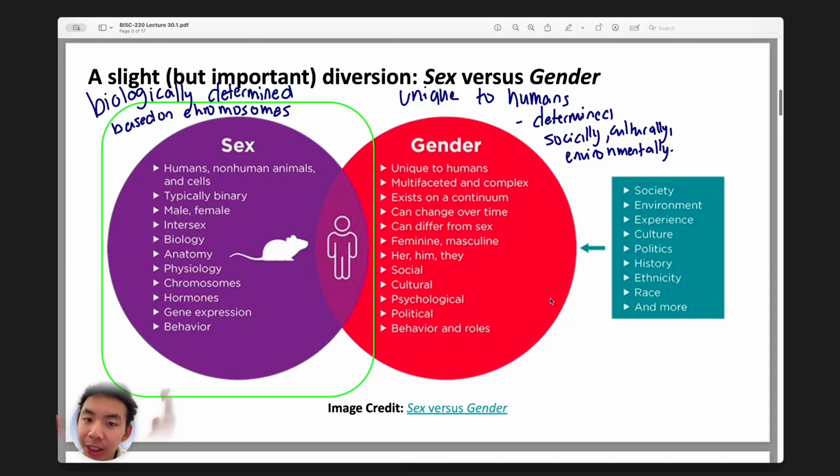So gender is exclusive to humans. It's complex. It's based on social, cultural, and environmental factors. It can differ over time. This is what leads to pronouns like he, him, her, they, them, zer, zims, and I don't know. It exists on a continuum, right? So it's unique to humans. It depends on what they feel, right?